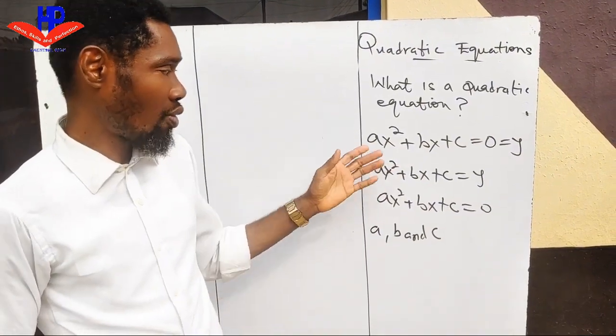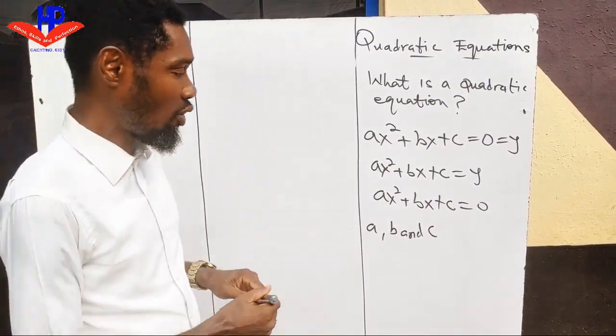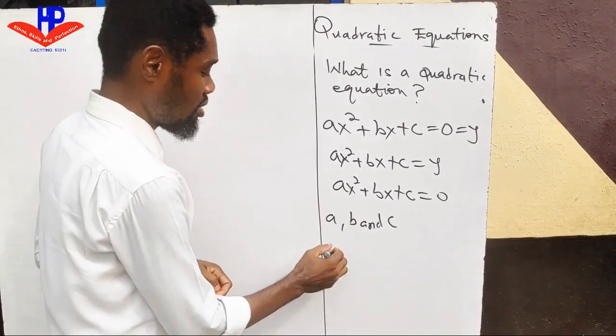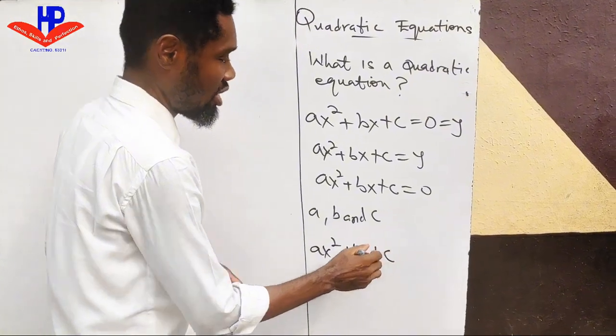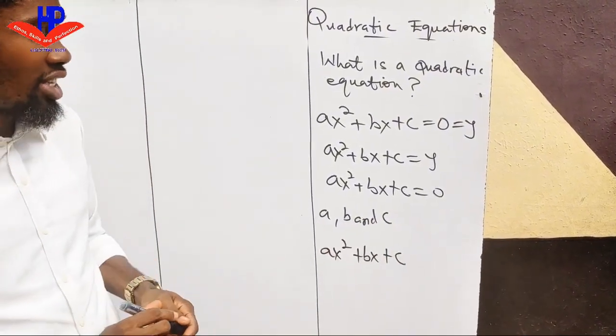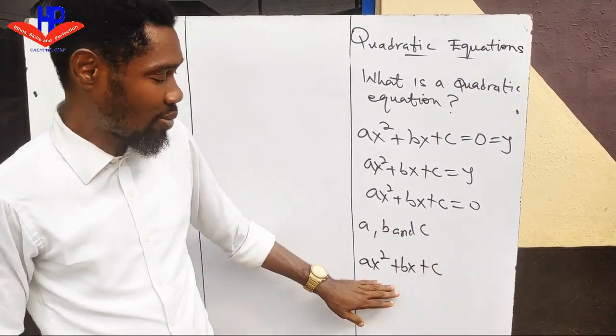We also have what is referred to as quadratic expression. In a quadratic expression, the form is simply ax squared plus bx plus c. There's no equality sign, or it is not equated to 0. It is not equated to y. It is just an expression.